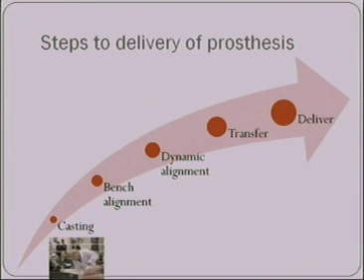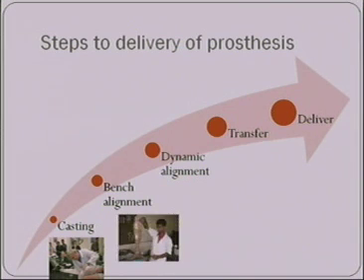So the first process is casting. During casting, the practitioner is going to take an impression of the patient's limb and record values that are needed for the bench alignment process of the prototype prosthesis.